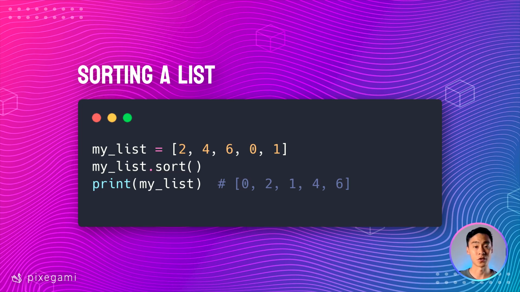And if you have a list of strings, it will sort it in alphabetical order. So if you want to sort the list, then use the sort method by typing the name of your list, for example, mylist.sort(), and then Python will sort the list for you.